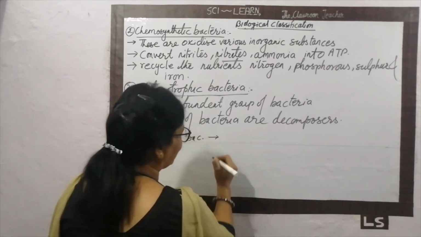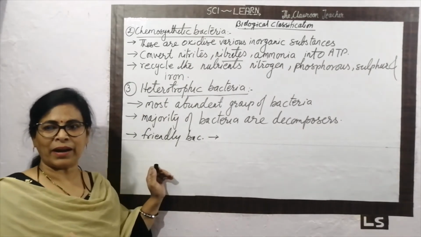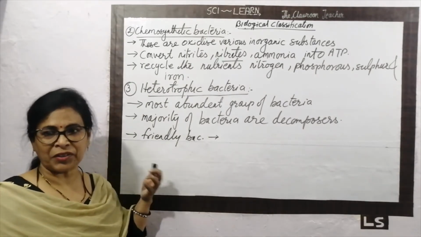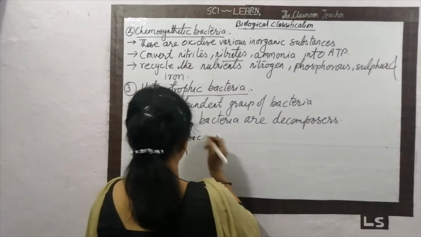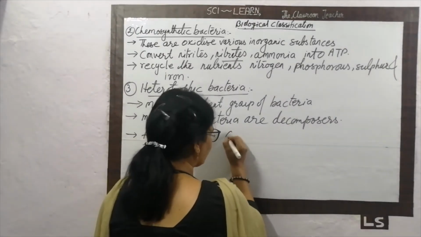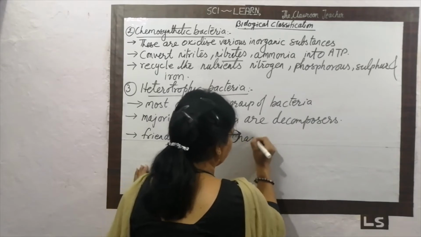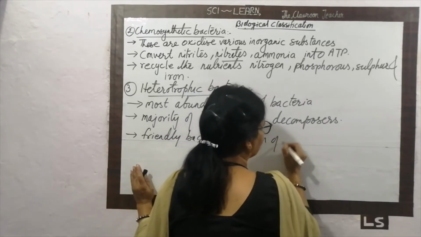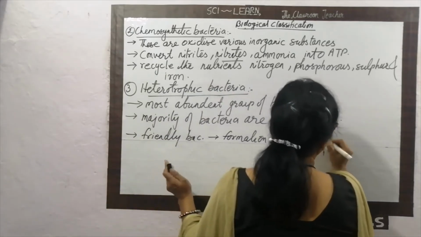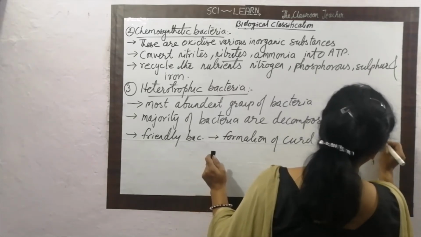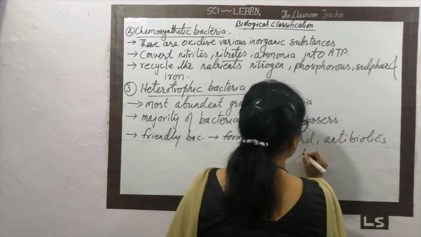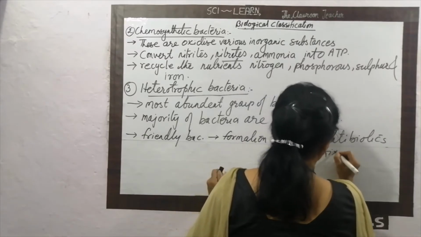Do any of you know some names of friendly bacteria? The bacteria which are able to form curd, antibiotics, and do nitrogen fixation. Friendly bacteria: formation of curd, formation of antibiotics, which is very important for us, and nitrogen fixation, that is also important for us.